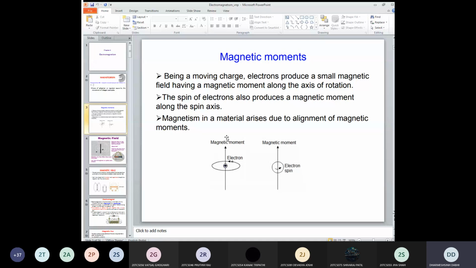Then we see what is the magnetic moment. Magnetic moment is created when any electron moves around any axis. You can see here in the figure, the magnetic moment is created. Because of the moving charge, a small magnetic field is produced, and that magnetic field has a magnetic moment along the axis of the rotation. Here the electron is rotating about a particular axis, so along that axis, magnetic moment is created. The direction of magnetic moment, you can see here, is downward to upward, depending upon the rotation of the electron.